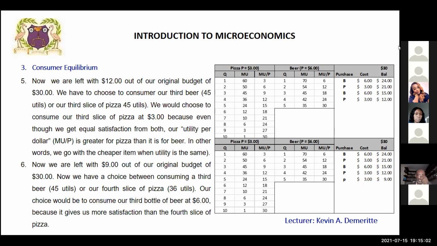There's not going to be any worry about marginal utility per dollar. You just worry about, okay, how do I maximize my satisfaction? But you have a problem here because right now you are indifferent between pizza and beer, because when you get your third beer or your third slice of pizza, they're going to give you the same amount of satisfaction. But the problem is, the beer is going to cost you $6 for that satisfaction, whereas the pizza is only going to cost you $3 for that amount of satisfaction.